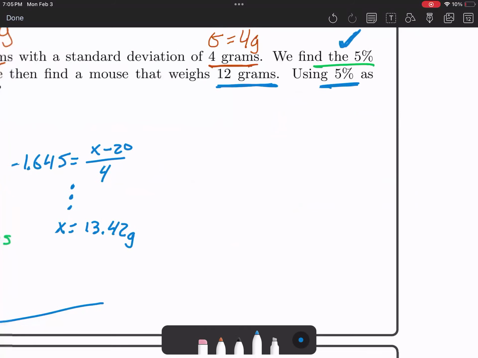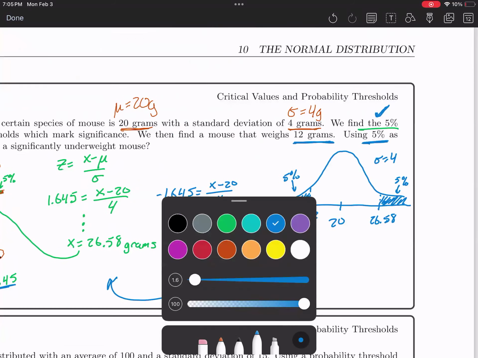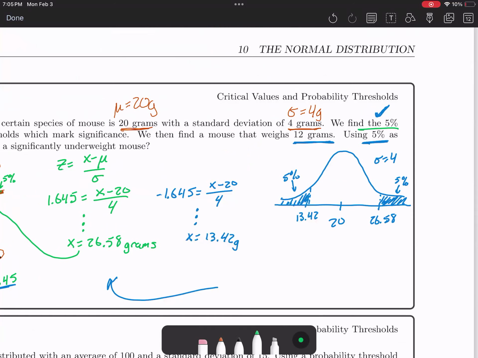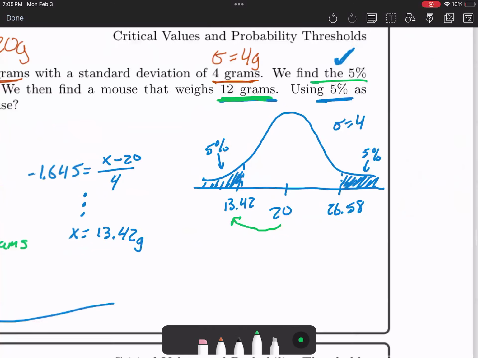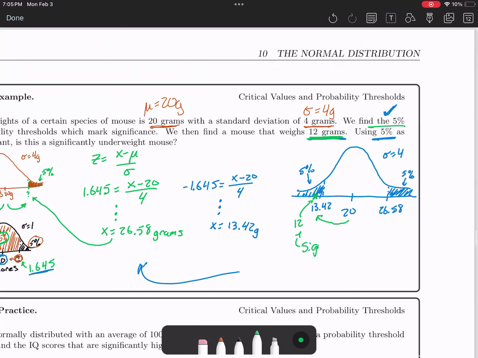So using these 5% marks as significance, if we find a 12-gram mouse, then 12 grams is further to the left than that 13.42, right? 12 is somewhere right here, which means that it's in that critical region. It is significantly low. So this is a significantly underweight mouse. So we should be concerned.